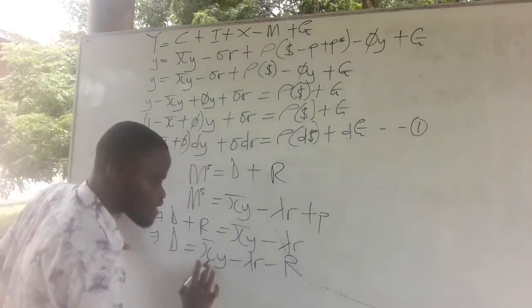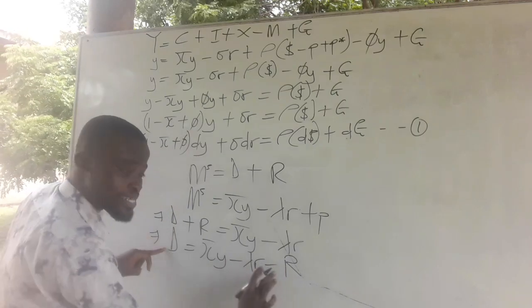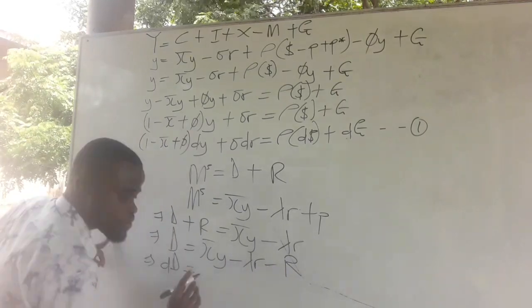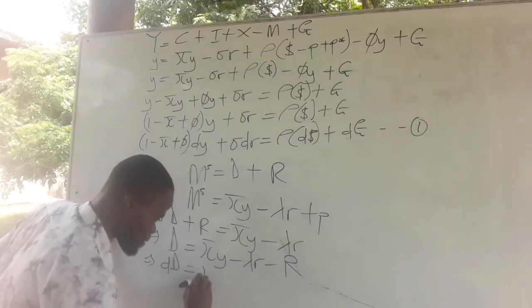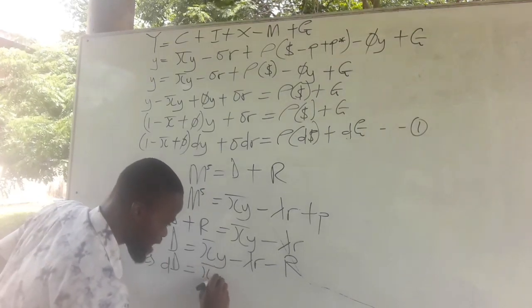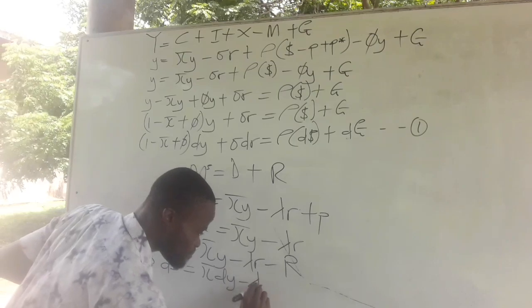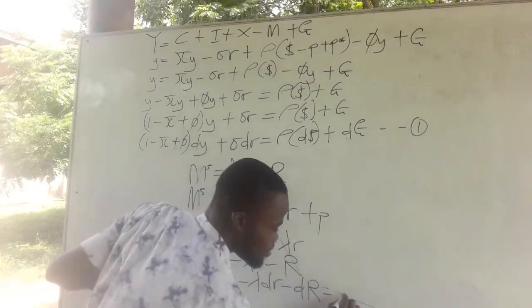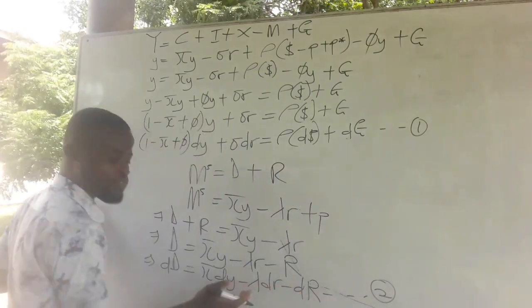Now, the last thing we have to do here is to find the total derivative of this equation. So it will give us big D, which is equal to pi dy minus lambda dr minus the big R, giving us equation 2. So that is for the LM.